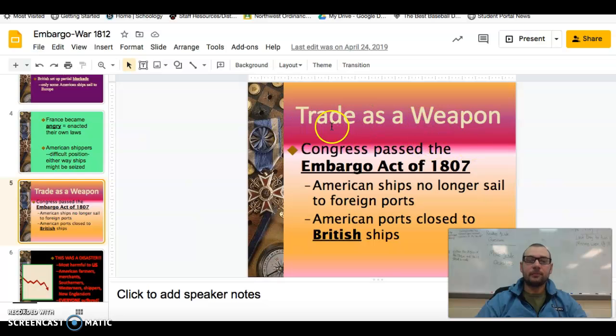So if we're not able to fight back militarily, we're going to try to fight back economically. The first thing we do, jot this down, is we pass the Embargo Act of 1807. American ships no longer sail to foreign ports, and American ports are closed to British ships. So this is what the Embargo Act is. Let's jot down the two parts. Part one, no ships are going to sail to foreign ports. And part two, no British ships are going to be allowed in American ports. So kind of a twofer.